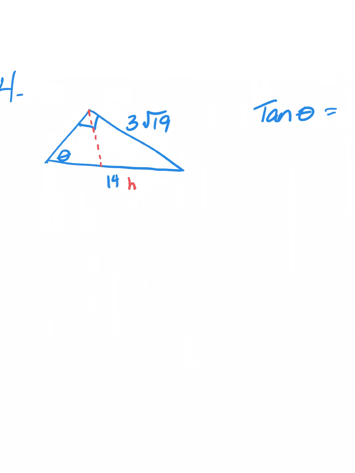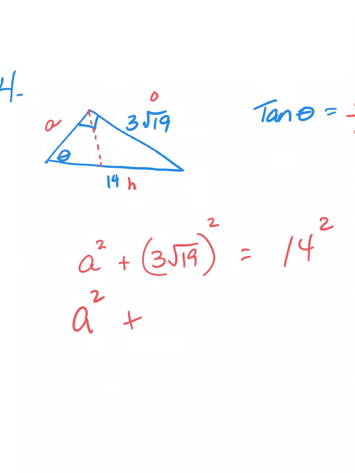So I know that this is A and B, that's adjacent, and this is opposite. Everybody see that? Yep. So if I want tangent of theta, I want the opposite over adjacent. But they want it in radical form. They don't want it in a decimal. So first thing I'm going to do is do the Pythagorean theorem. So a squared plus 3 root 19 squared equals 14 squared.